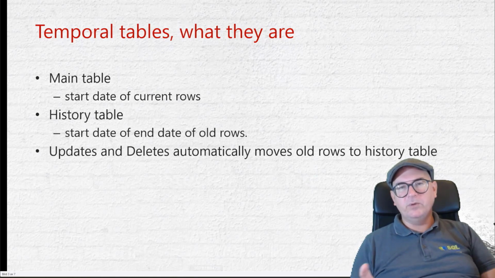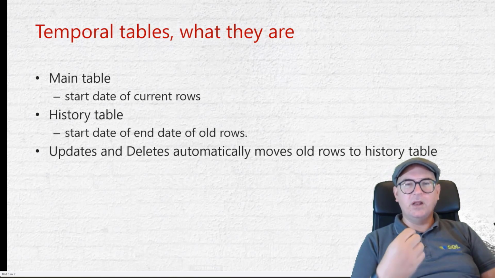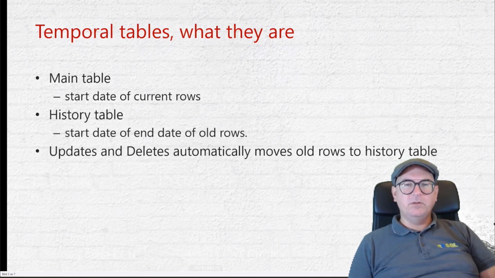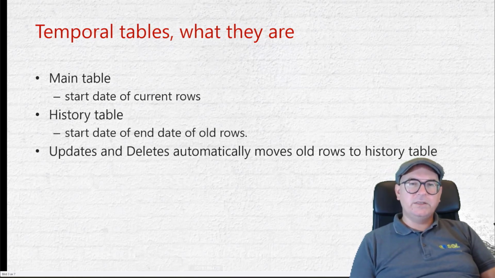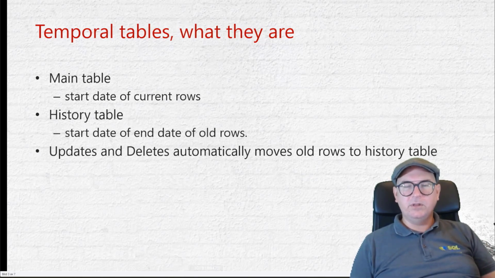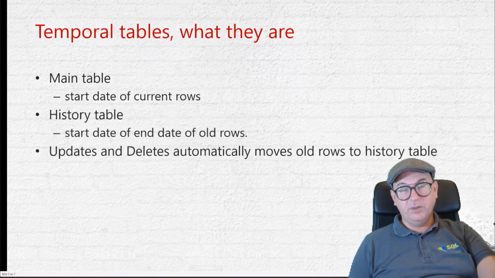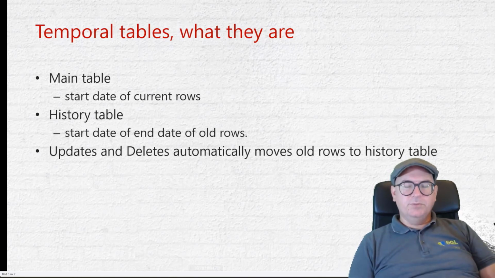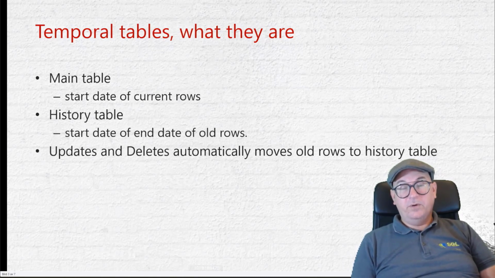And then in the history table, you will have a start date and an end date of a row. So that means when you do an update or you delete a row in the main table, you will get the previous version of the row stored in the history table, along with the start date, which is picked up from the main table, but also an end date. And this is done automatically for us under the hood.